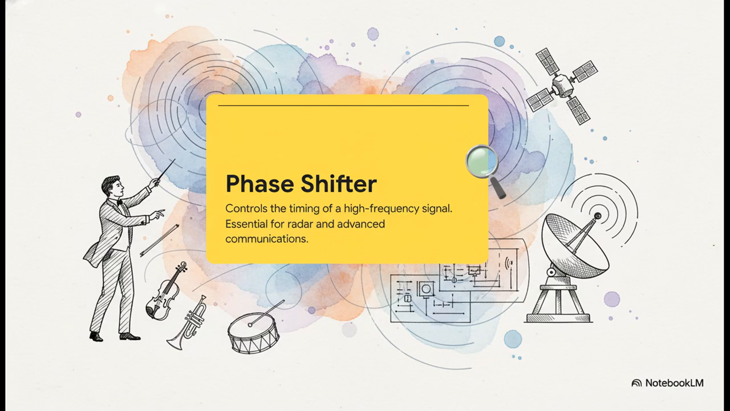So, what in the world is a phase shifter? Well, in simple terms, it's a supercritical piece of technology that precisely adjusts the timing of a signal. A good analogy is to think of it like a conductor in an orchestra, making sure every part of a complex system, say a radar or a satellite link, is perfectly in sync. It's a fundamental building block for sure.